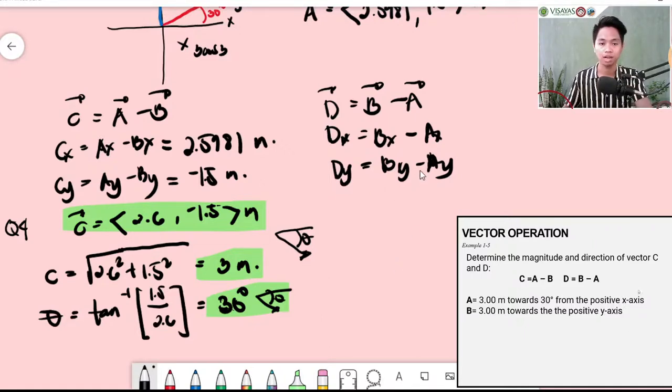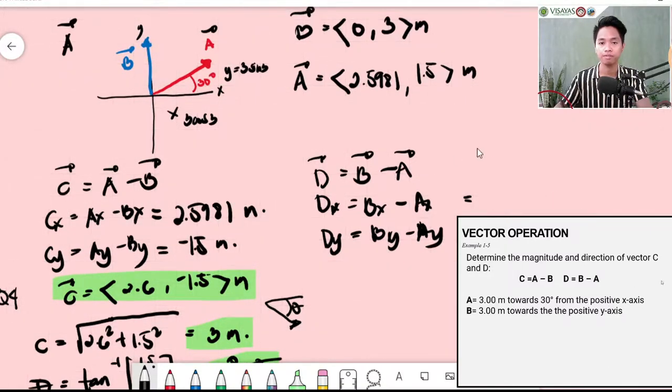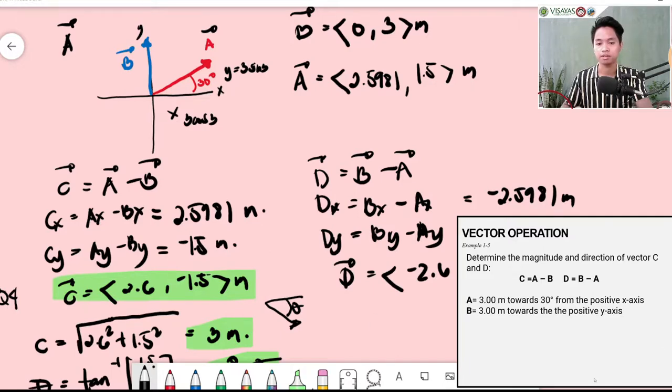Now let's proceed with dx and dy. So our dx here would be bx nato is 0, our ax is 2.598, so this would be negative 2.5981 meters. For dy, that would be 3 minus 1.5, so that would be positive 1.5. So our vector D has a component form of negative 2.6, comma 1.5. The unit is in meters. Now, again, identify what quadrant. That would be in quadrant negative x, and positive y, that would be in quadrant 2.